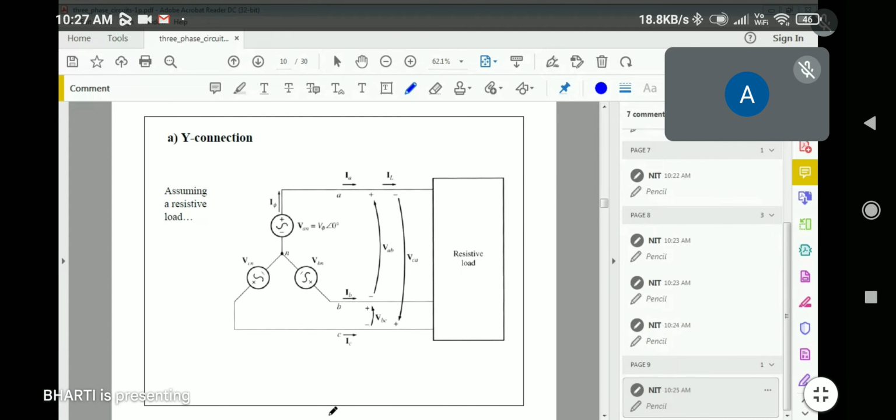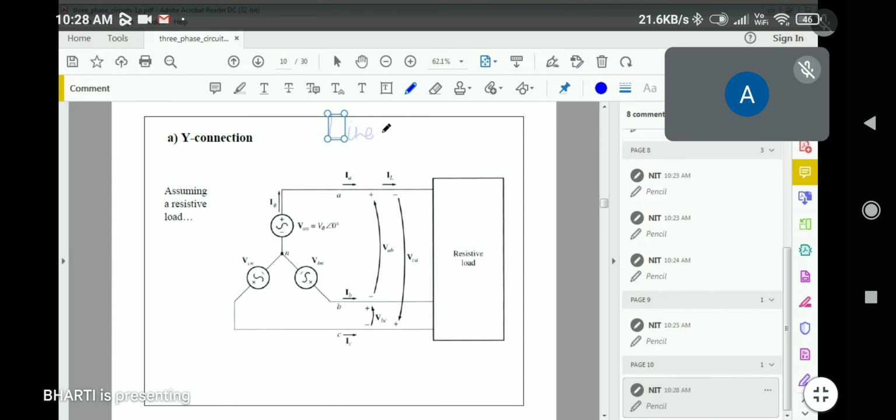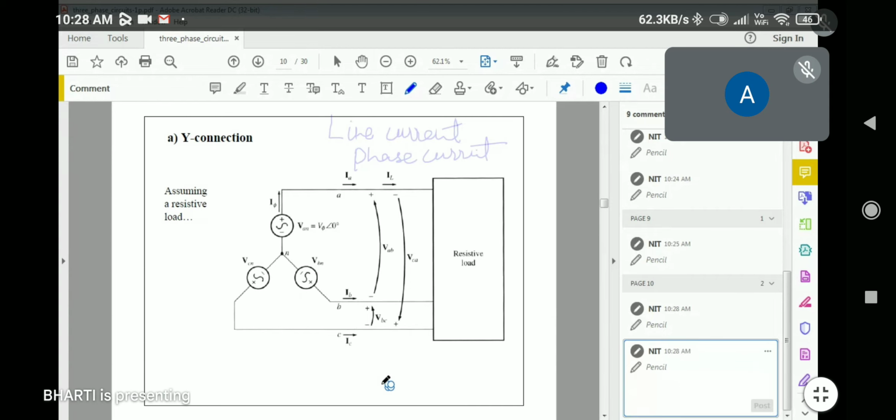Now I will just show you this. See, in this particular connection, there are two things here which we will be frequently discussing. One is the line current, another will be the phase current or voltage for that matter. We'll talk of current. Two things we will be discussing, that is the line current and the phase current.